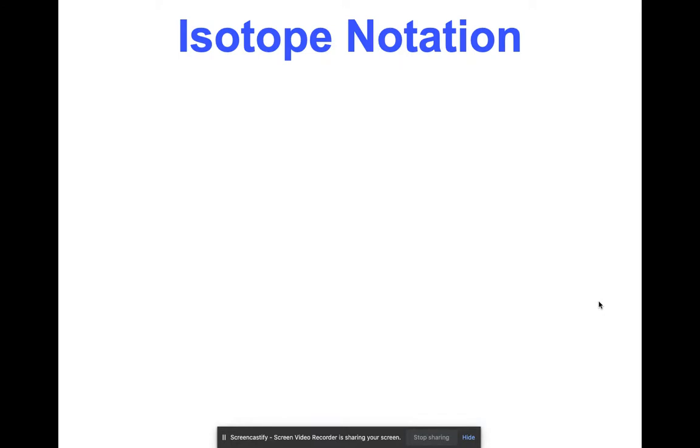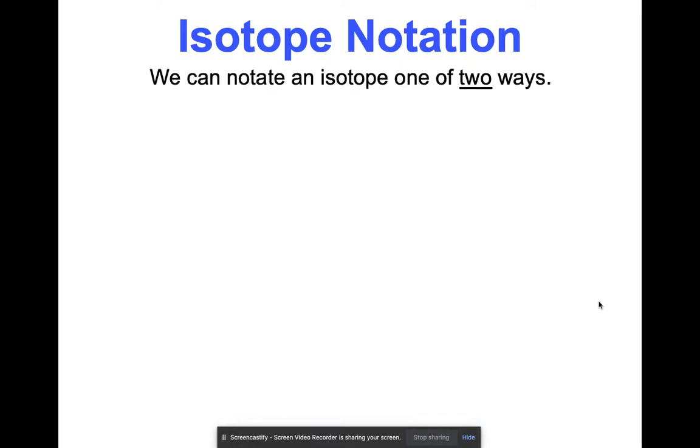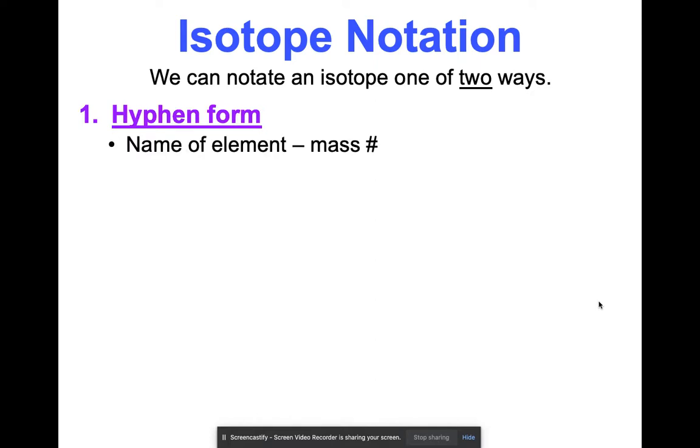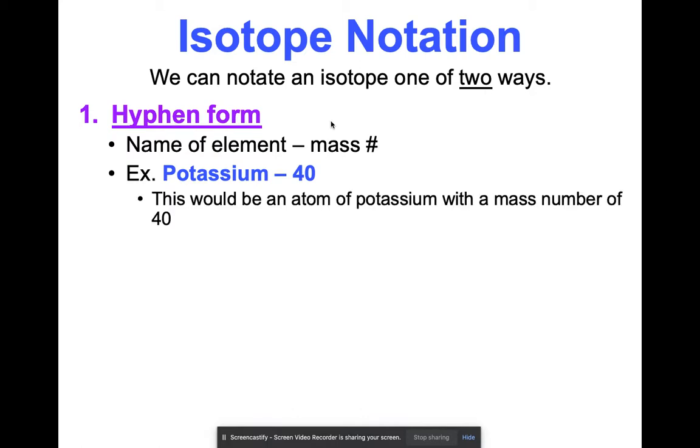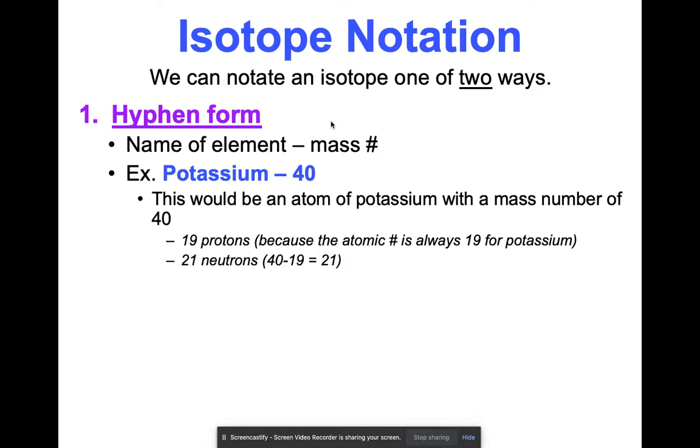So let's talk about isotope notation, because there are 2 ways to do so. They're not difficult. You just have to do some formatting in your notes. The first one's not bad. It's the hyphen form. It's the name of the element with a hyphen and the mass number. It's very important to make sure you have that hyphen there. This is the example I provided for you in your notes: potassium 40. That means the atom of potassium with a mass number of 40. So 19 protons, because the atomic number is always 19 for potassium, and 21 neutrons, because 40 minus 19 is 21.